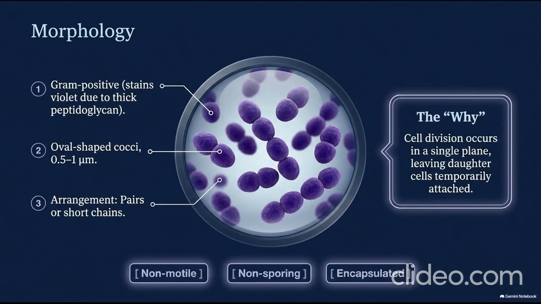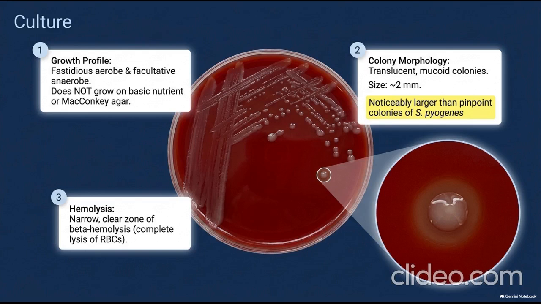Take note, MDs, these colonies are noticeably larger than the pinpoint colonies formed by Streptococcus pyogenes, which are usually under 1 millimeter. Now look closely at the hemolysis. Each colony is surrounded by a narrow, clear zone of beta hemolysis, representing complete lysis of red blood cells. However, the zone of beta hemolysis in GBS is much narrower and less intense than the wide, dramatic zones of Streptococcus pyogenes. This subtle difference is a classic clue in practical exams.